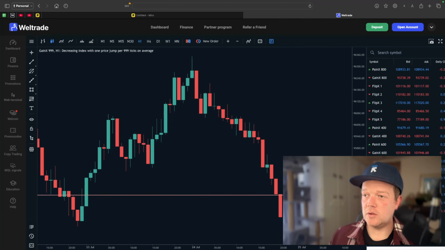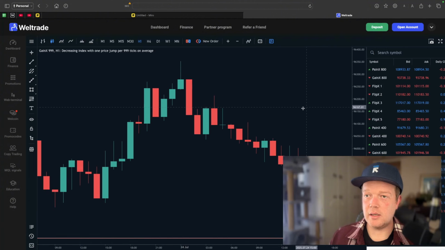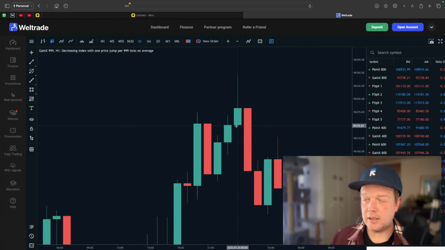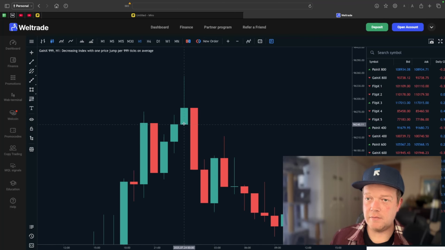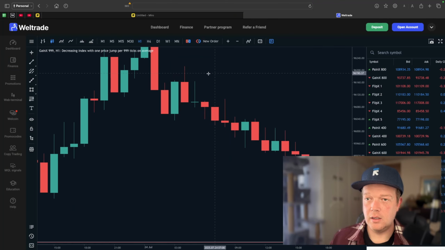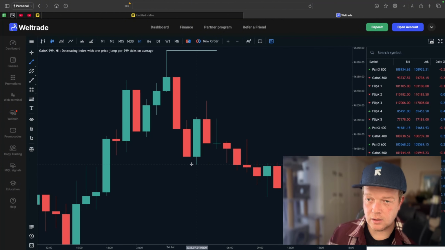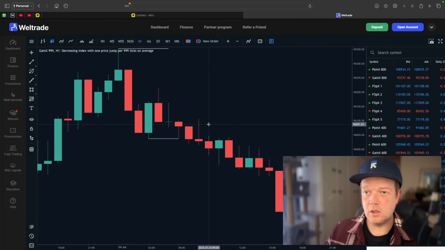So let me show you first what I mean by a high and a low. Do you see these two candles, for example? We have an up candle and we have a down candle. So this would be your high. As you can see right over here, we have a down candle and we have an up candle. And the lowest of these two candles is this wick right over here. So that will be your low.